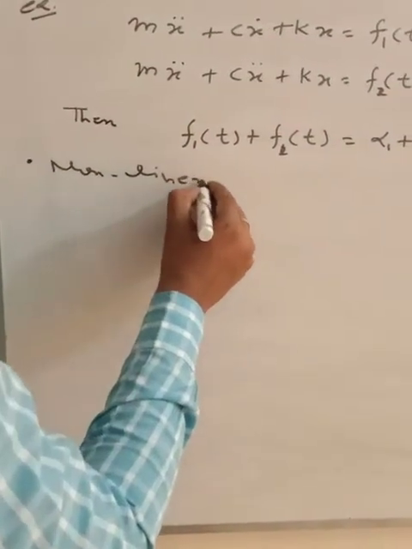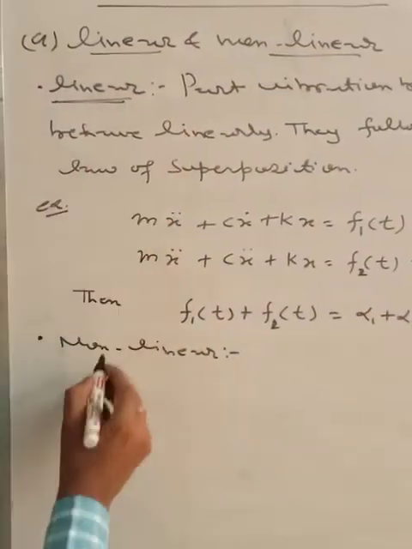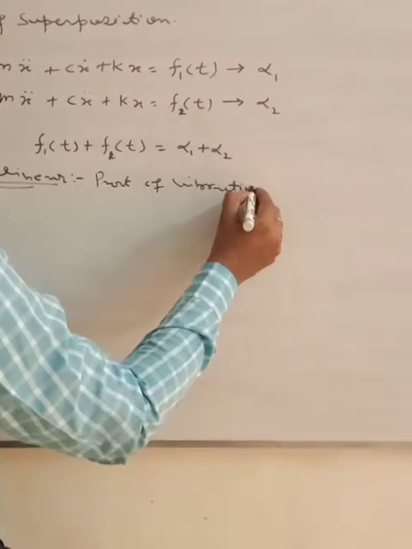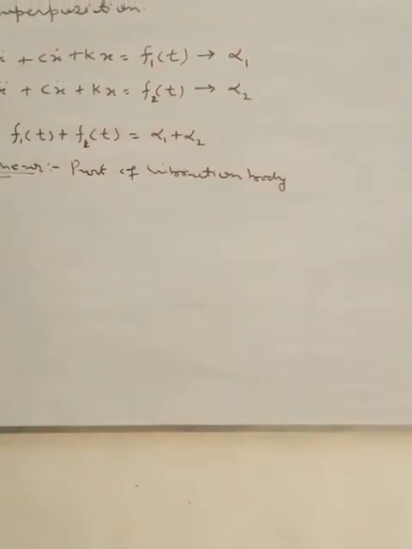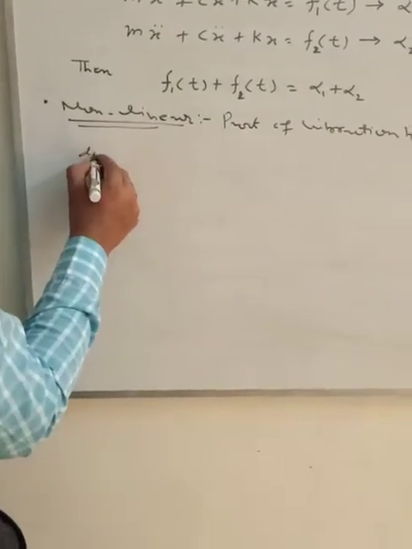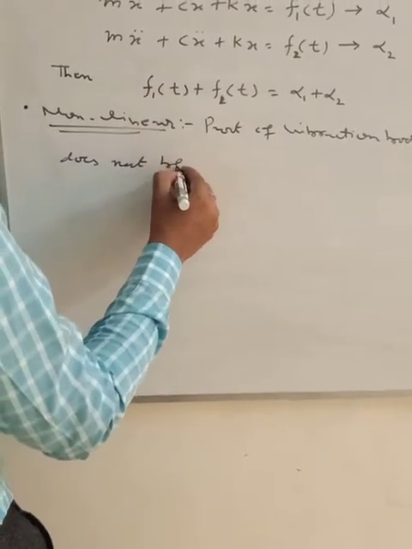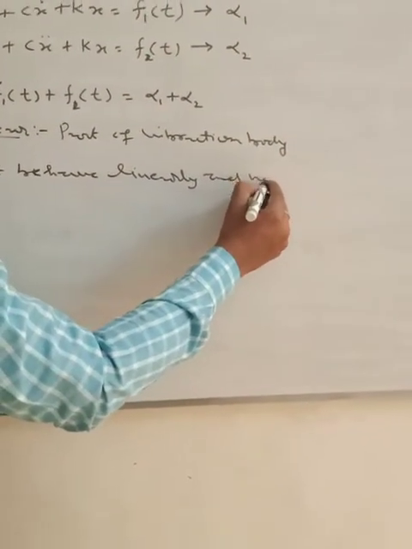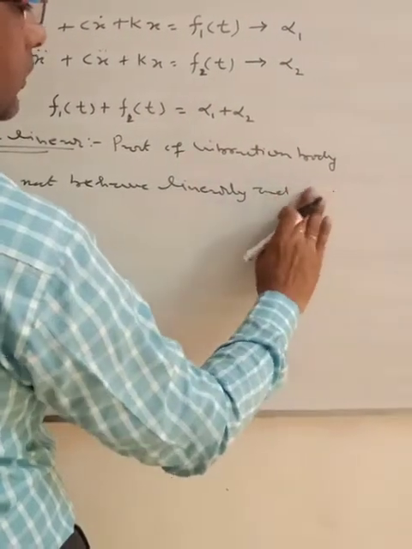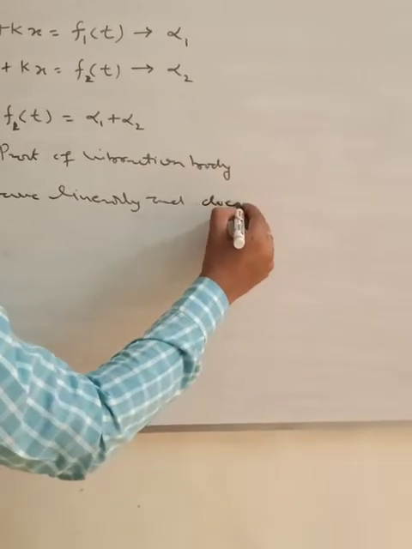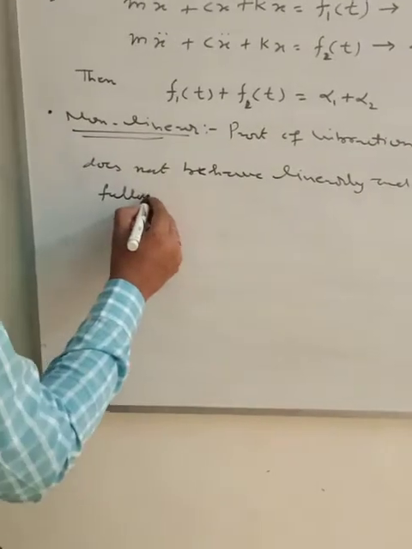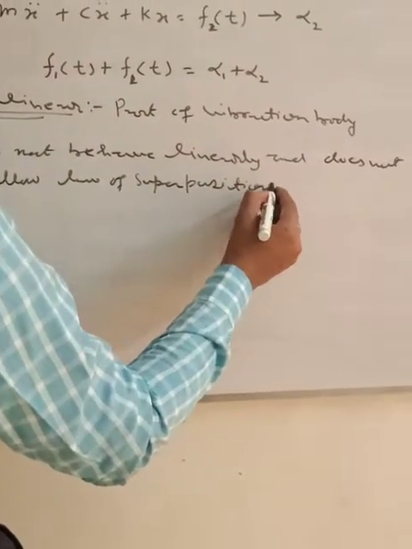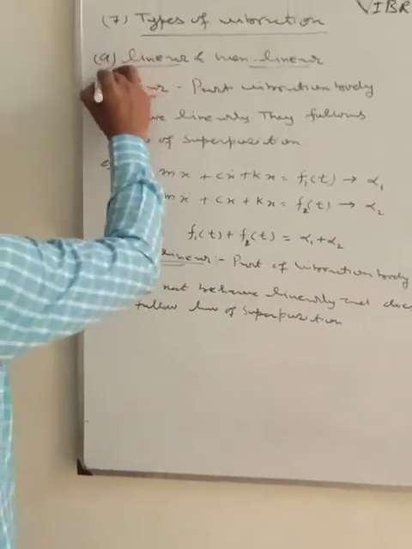Non-linear: if parts of the vibrating body don't behave linearly and do not follow the law of superposition, then the vibrations are non-linear vibrations.